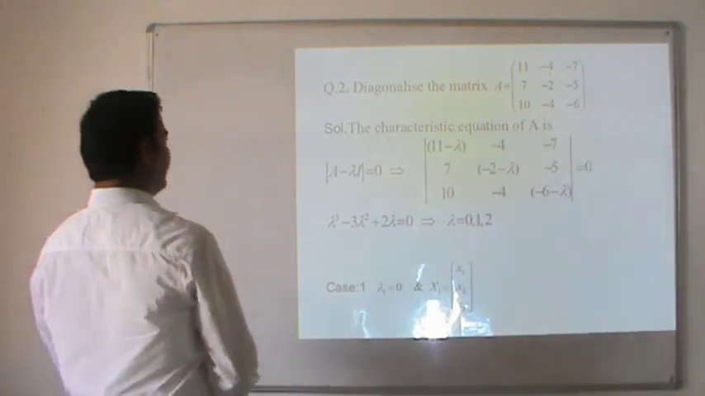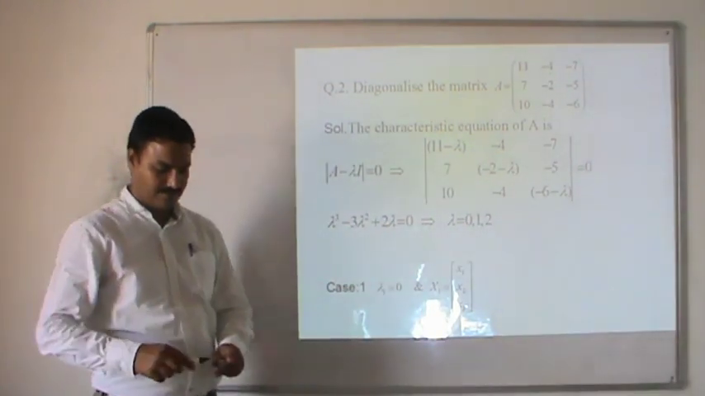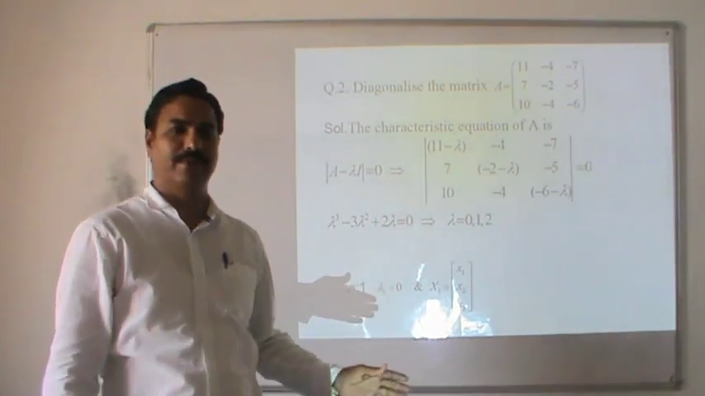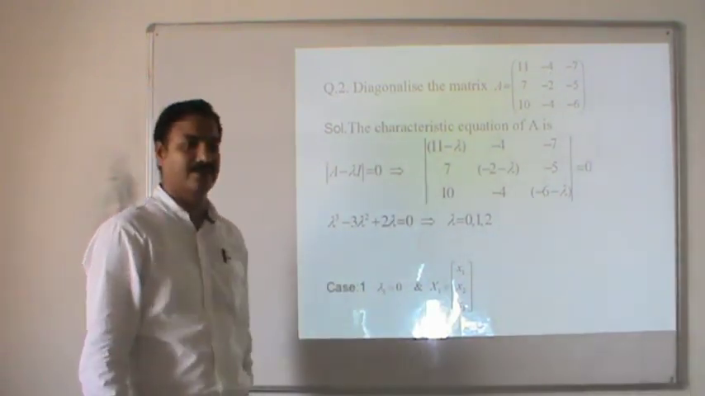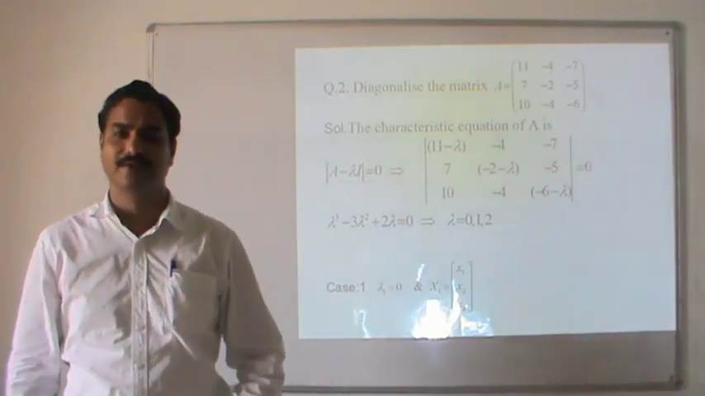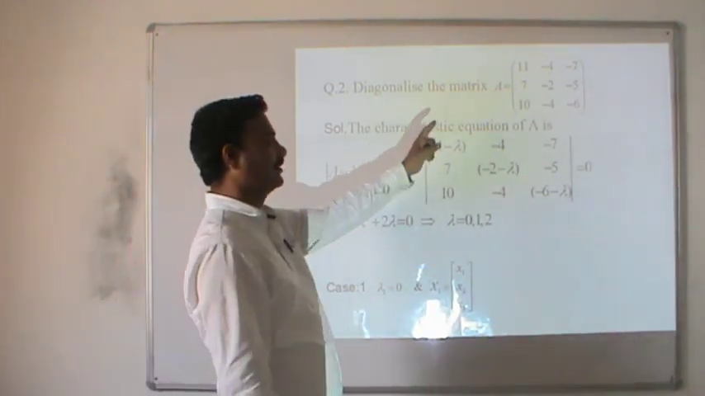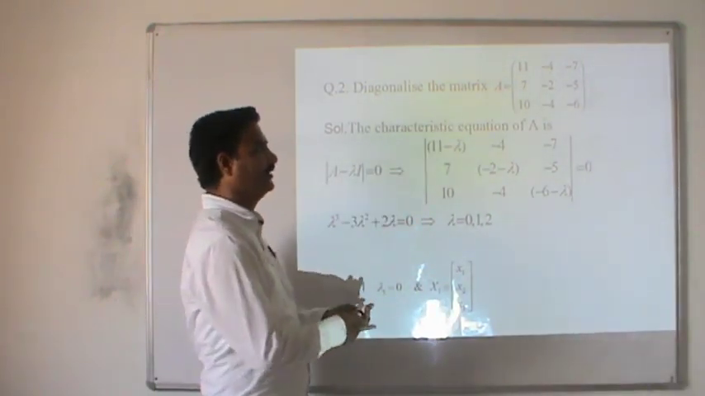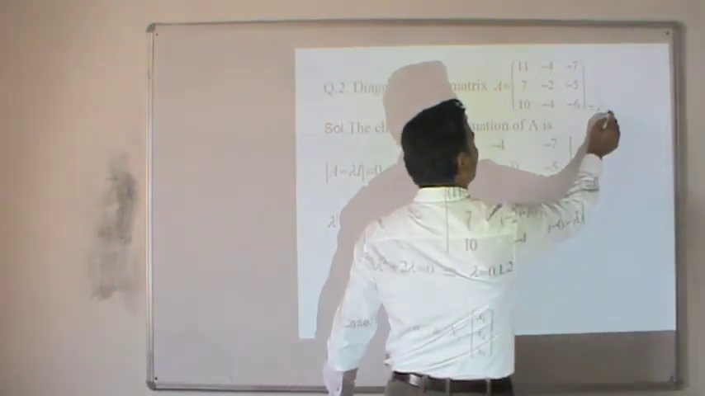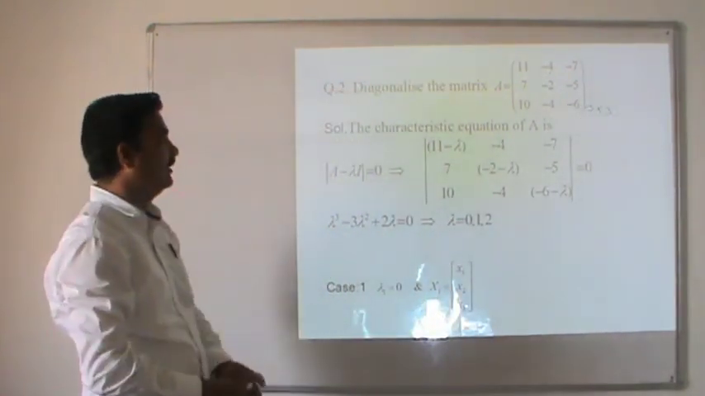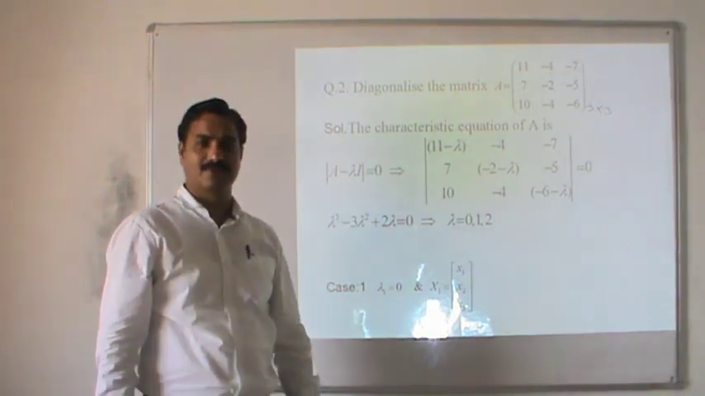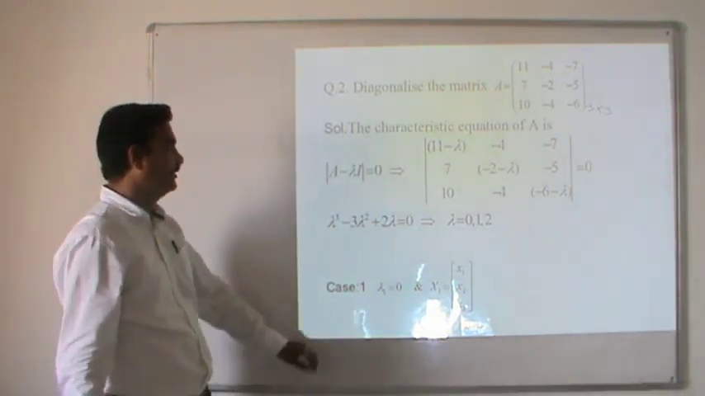So let us consider another example. This is almost similar to the previous example, but here instead of 2 into 2, we have a 3 into 3 square matrix. So our matrix A consists of 3 rows and 3 columns. This is a 3 into 3 matrix. Now we discuss the diagonalization of this square matrix A, which is of 3 into 3 order.